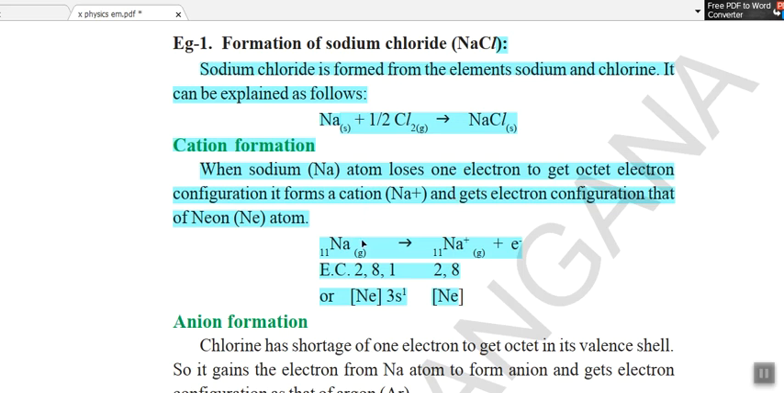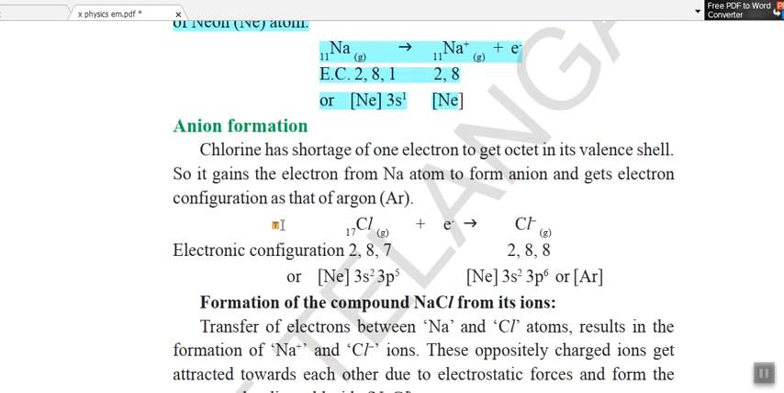సో విల్ టేక్ ద ఎగ్జాంపుల్ ఆఫ్ NaCl. సో సోడియంలో ఎన్ని ఉంటాయి, 11 ఎలక్ట్రాన్స్ ఉంటాయి. సో ఒక ఎలక్ట్రాన్ లూజ్ అవుతుంది. సో ఇట్ విల్ బికమ్ Na plus, 1 electron lost. So in the cation formation, here chlorine is a non-metal, so chlorine requires 1 electron, so chlorine will gain 1 electron, it will become 2,8,8. So ఇక్కడ సోడియం అనేది క్యాటయాన్ ఫామ్ అవుతుంది అండ్ క్లోరిన్ అనేది యానియన్ ఫామ్ అవుతుంది.